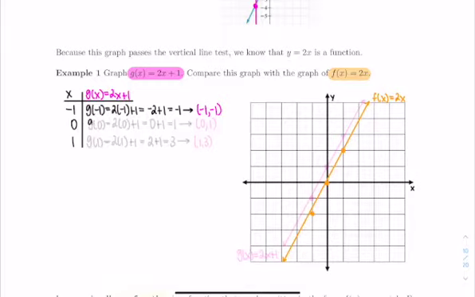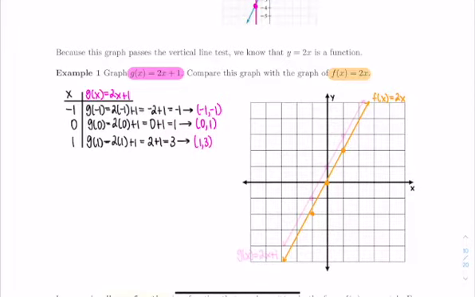Let's plug in 0. So g of 0 is 2 times 0 plus 1. Anything times 0 is 0, plus 1 gives me 1. And so we end up getting the point 0, 1. Now we plug in g of 1. We've got 2 times 1 plus 1. Well, 2 times 1 is 2, plus 1 is 3. And so we get the point 1, 3.